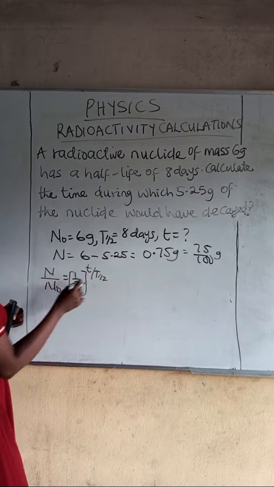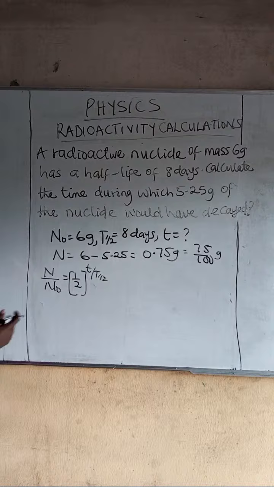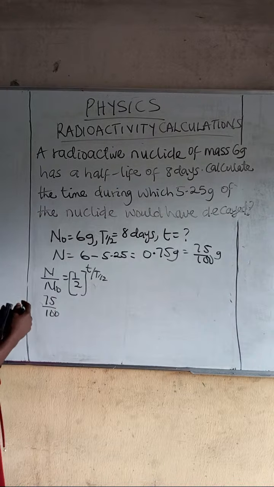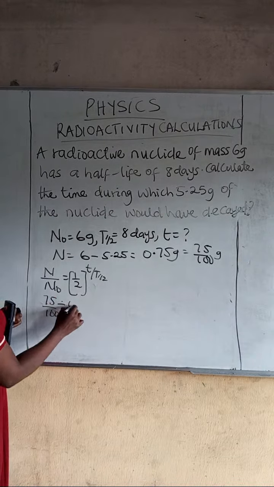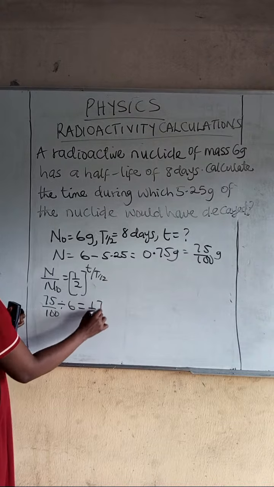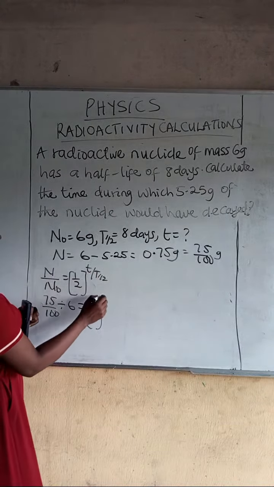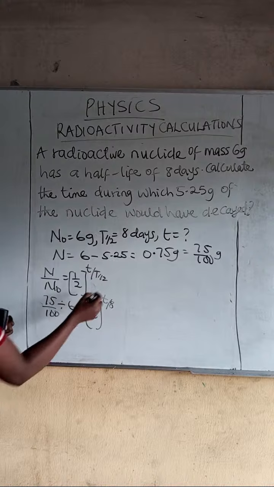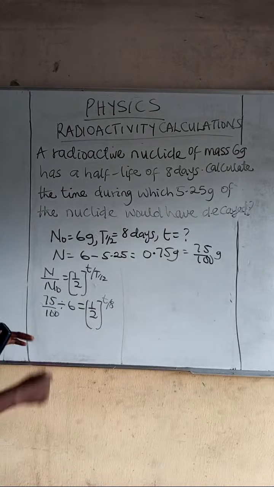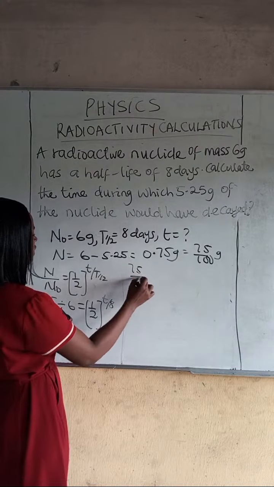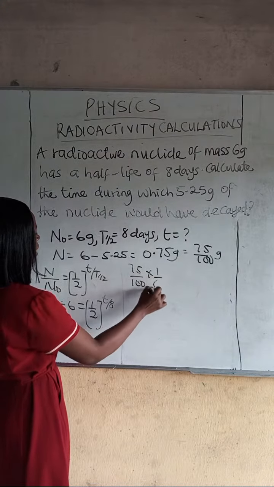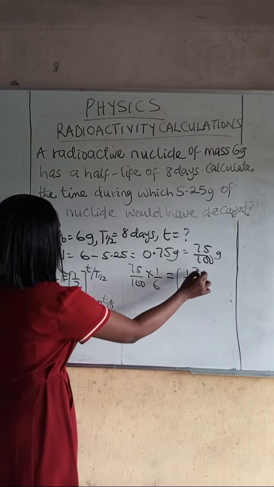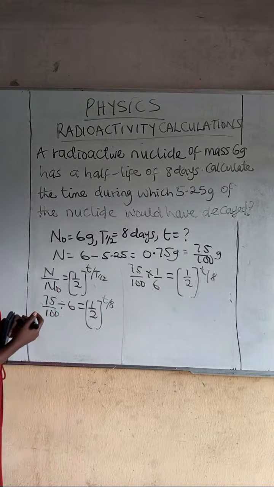So if I use our formula, we have N over N naught is equal to half bracket T over half-life, right? With that being said, what's my N? My N is 75 over 100, divided by 6, is equal to 1 over 2 bracket. My T is what I'm looking for, and my half-life is 8, okay? So I'm going to say 75 over 100 times 1 over 6 is equal to 1 over 2 bracket T over 8, right?